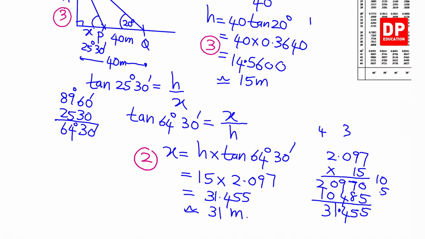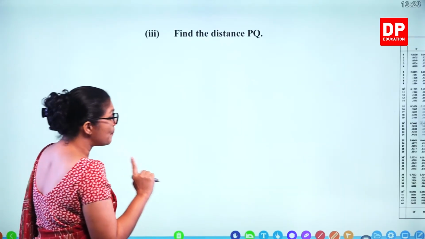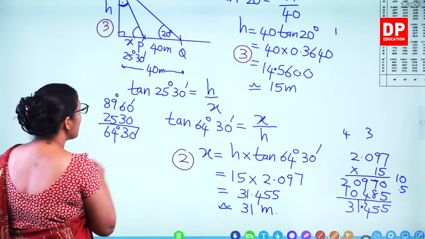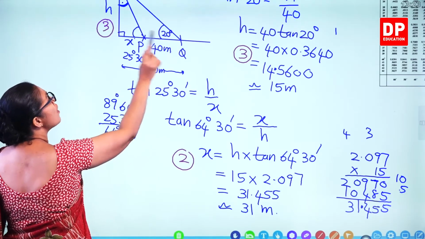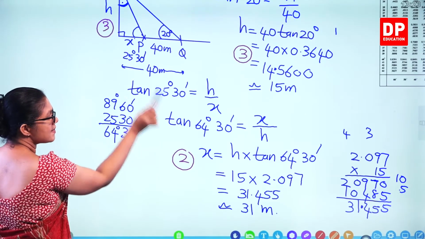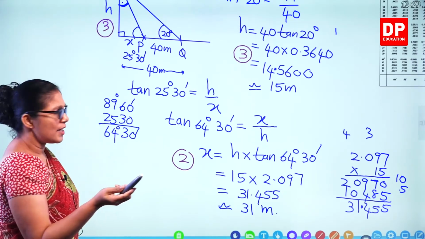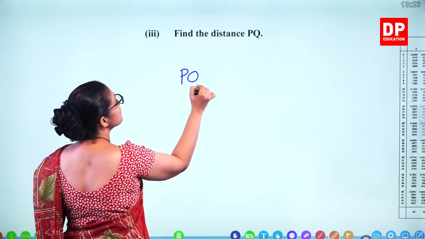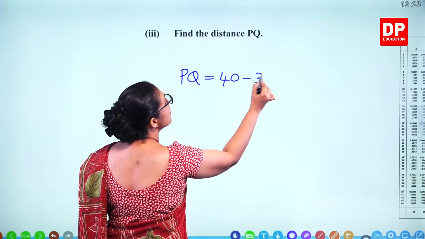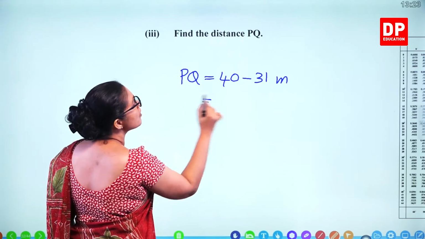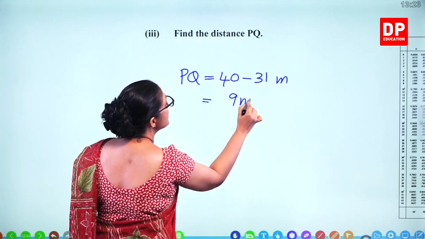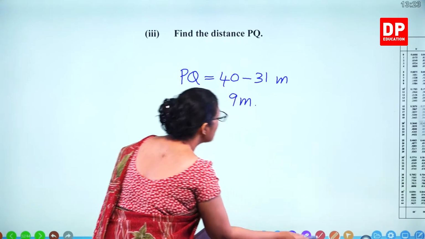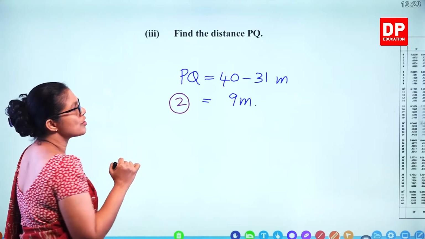And there's another part. Part 3, find the distance PQ now. So how you find out the PQ distance? Look at carefully the diagram. PQ is this one. So 40 is the total and we found X as 31. So the difference is PQ. So PQ length is 40 minus 31. So you get 9 meters. So 2 marks for that. So you are getting 2 marks for this question.